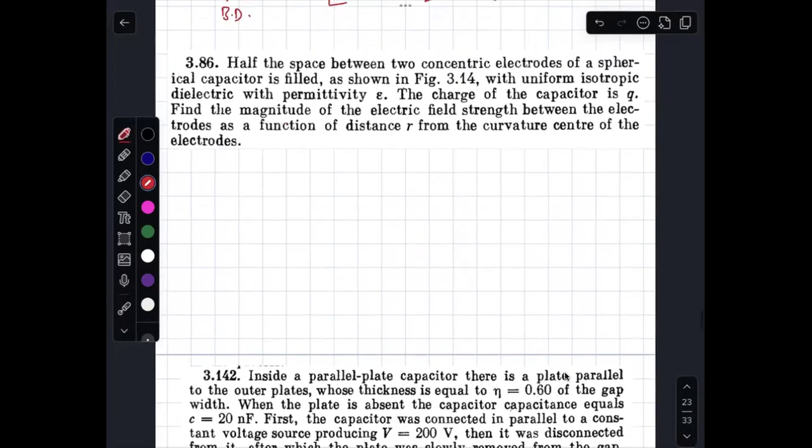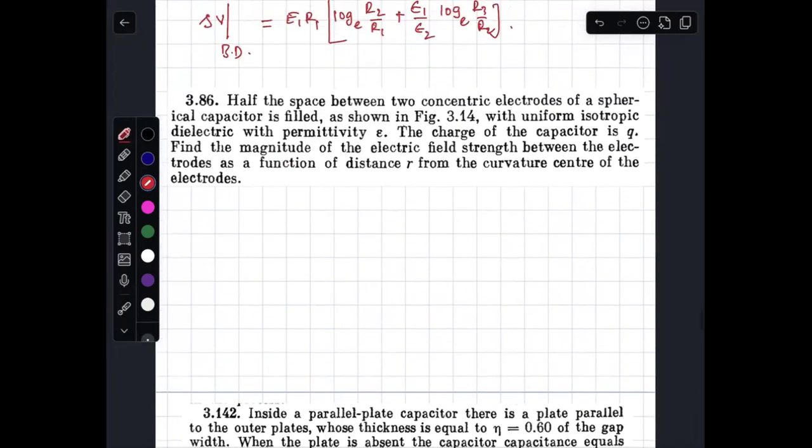Yes. Question 3.86. The 3.86 diagram is missing. I'll draw the diagram.